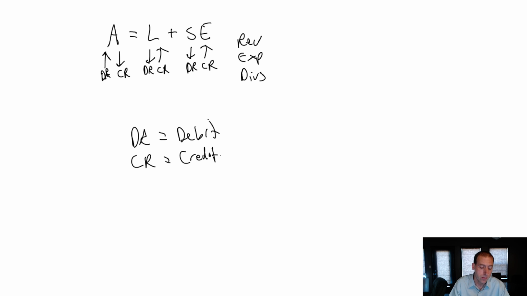So anyway, if I want to make an asset go up, I need to debit it. If I want to make an asset decrease, I credit it. And the opposite is true of liabilities and shareholders' equity. If I want liabilities to increase, I need to credit them. And to decrease, I need to debit them.